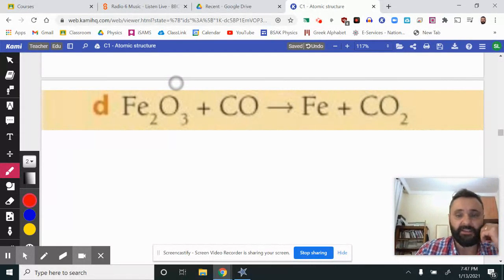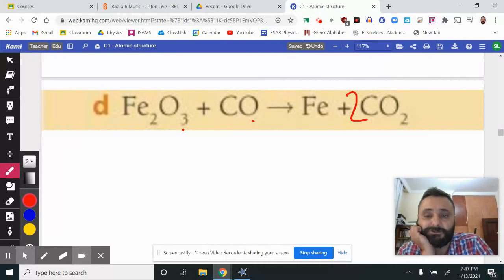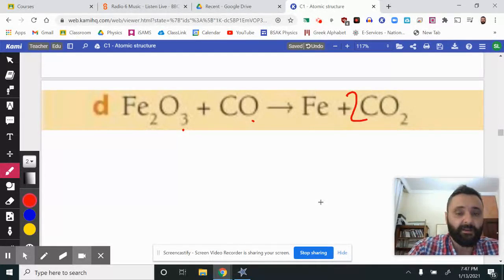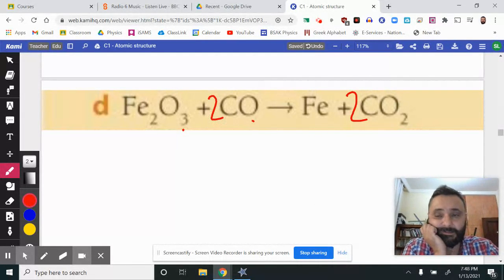Right, Fe's don't balance, so we'll come back to the ions because they're on their own. We can come back to that. Right, oxygens look like they are a problem. We've got 3, 4. We've got 1, so we've got to double up on that, but then we're going to double up on that, aren't we?